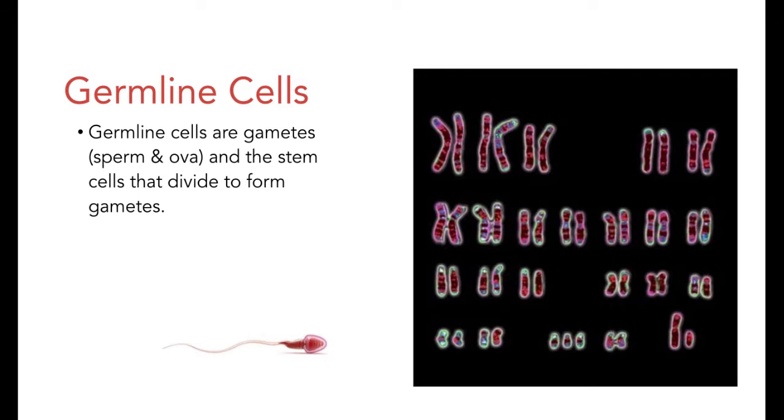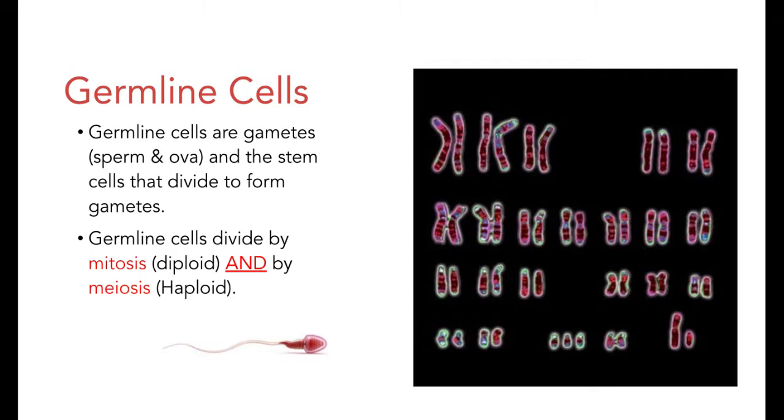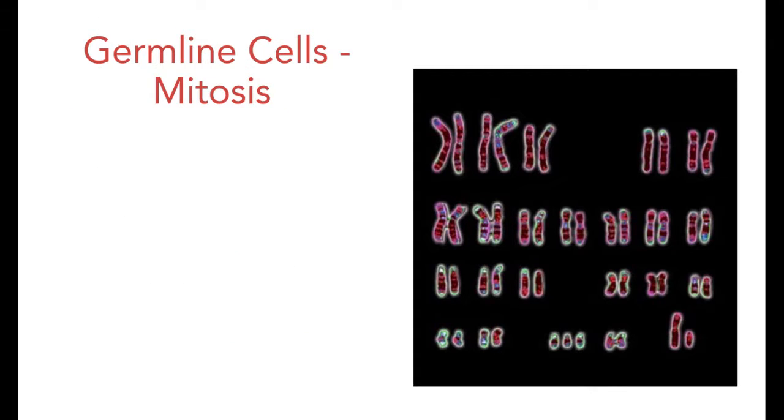So germline cells are our gametes, that's our sex cells, the sperm and the egg, the ova, and the stem cells which divide to form these gametes. So this is what I mean by germline cells. The germline cells divide by both mitosis, when they want to maintain a diploid chromosome complement, and by another type of cell division called meiosis. Meiosis ends up with haploid cells, so the chromosome complement is not maintained in meiosis. In fact, that's how you end up losing one set, so you have a haploid sex cell.